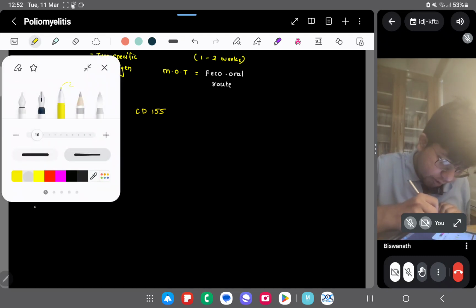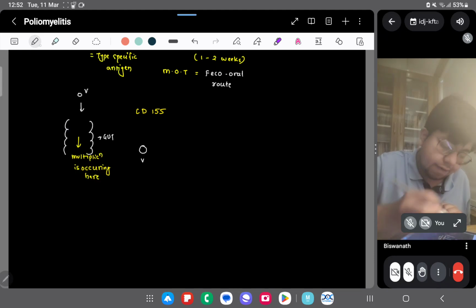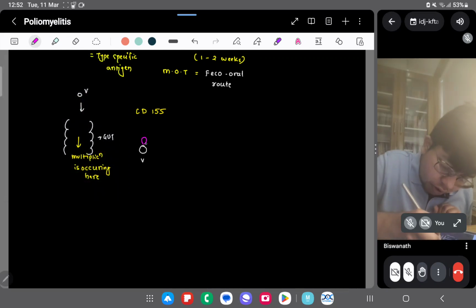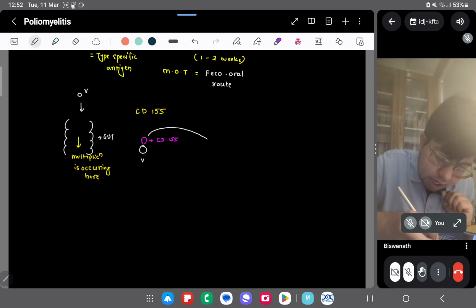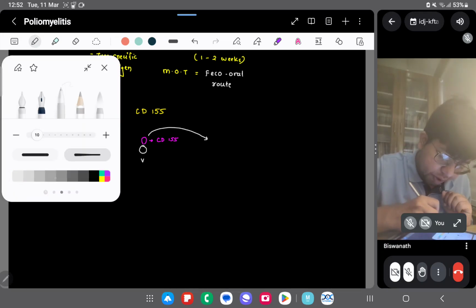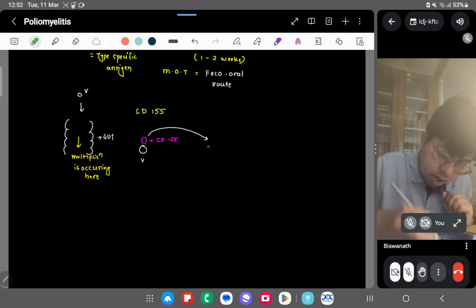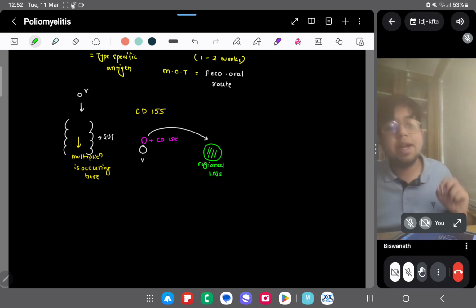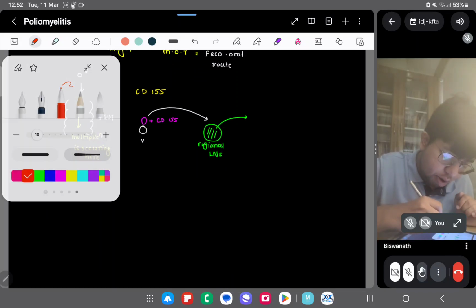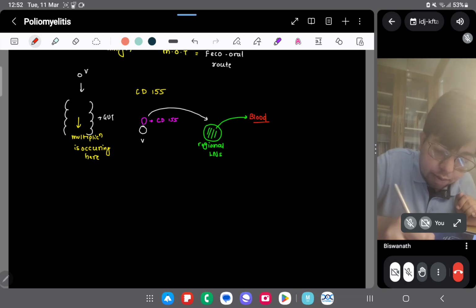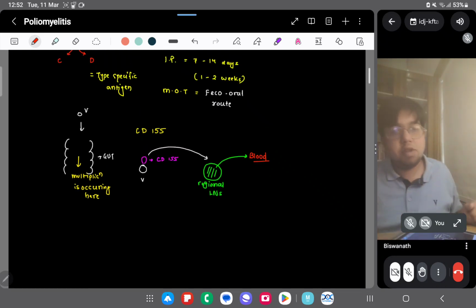Let's assume this is the virus, I'm drawing it. So it will have something like this CD155, and due to the CD155, it can attach and move to the regional lymph nodes, right? And via this regional lymph node, the virus will travel to the blood, right?